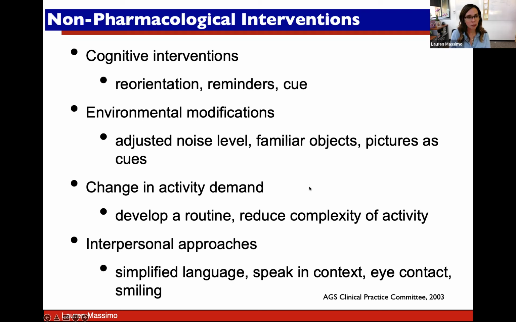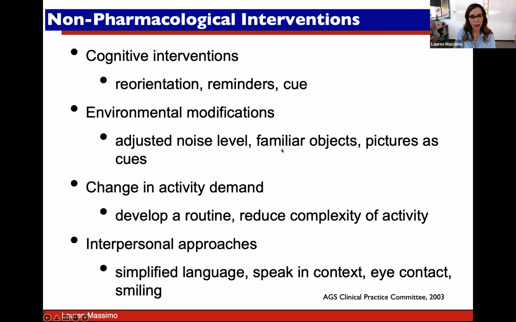So non-pharmacological interventions that are important to consider and to also really educate friends and family about are providing things like reorienting the patient, providing reminders and cues. The environment, as I mentioned, can sometimes be overwhelming for people who have dementia. They can have a hard time processing and understanding the environment. So thinking about how the environment can affect the patient's mood is really important. So think about keeping the noise level to a minimum, putting familiar objects around the rooms, using pictures as cues.